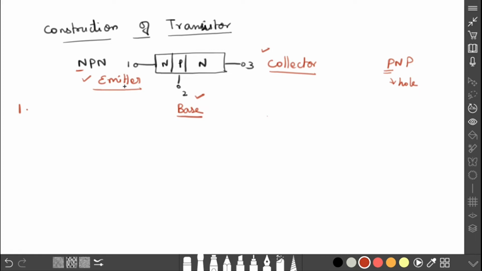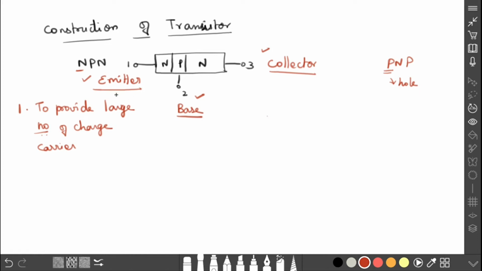So what is the main function of the emitter? To provide a large number of charge carriers. If it is NPN, we can mention electrons. If it is PNP, we can mention holes. So that is the main function of the emitter.